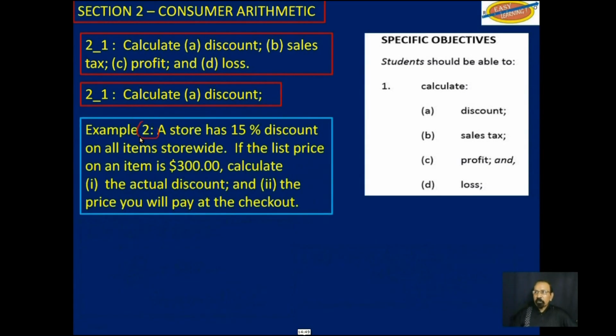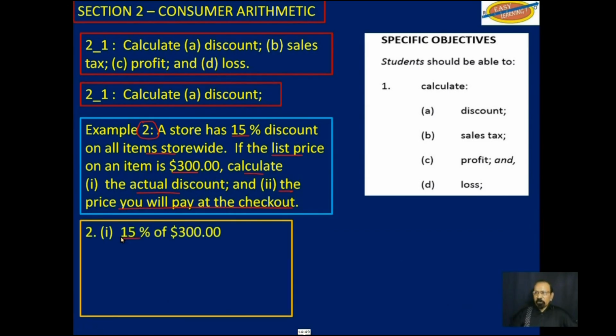Example 2. A store has 15% discount on all items store-wide. If the list price on an item is $300, calculate 1, the actual discount, and 2, the price you will pay at the checkout. Now, this is very similar to the one we just did. So we will find 15% of $300. You work that out and you get $45.